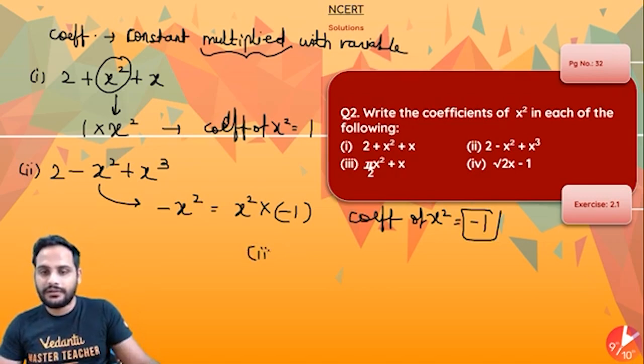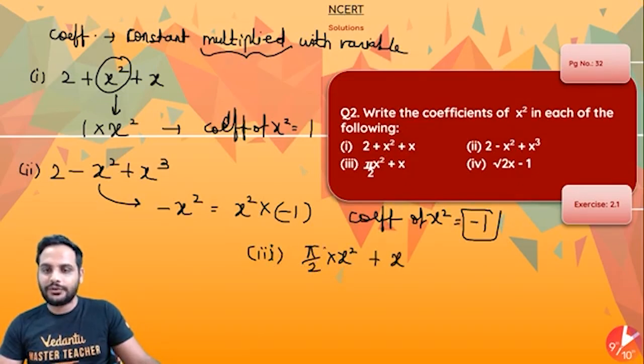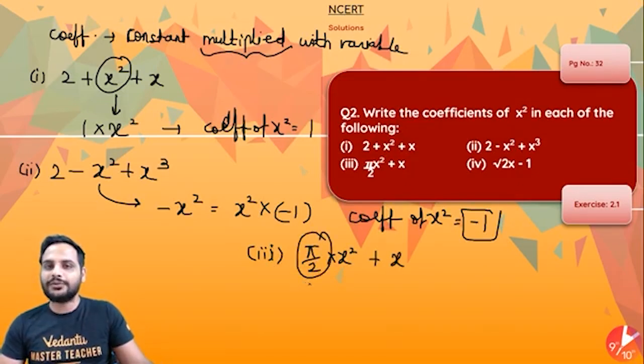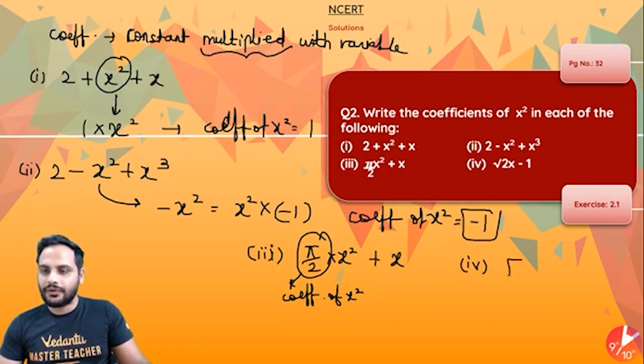The third one is pi by 2 into x square plus x. So you can clearly see I have multiplied pi by 2 with x square. So pi by 2 is your coefficient of x square. In the fourth one, look, root 2 x minus 1.